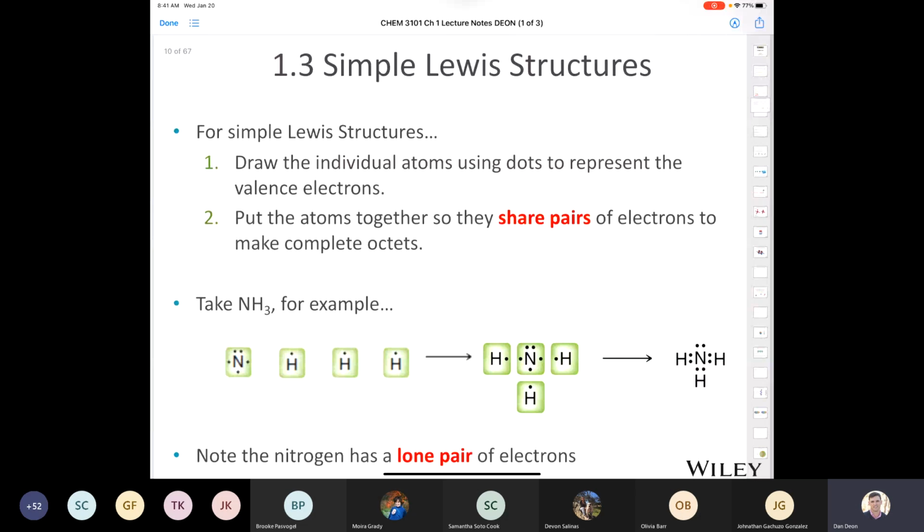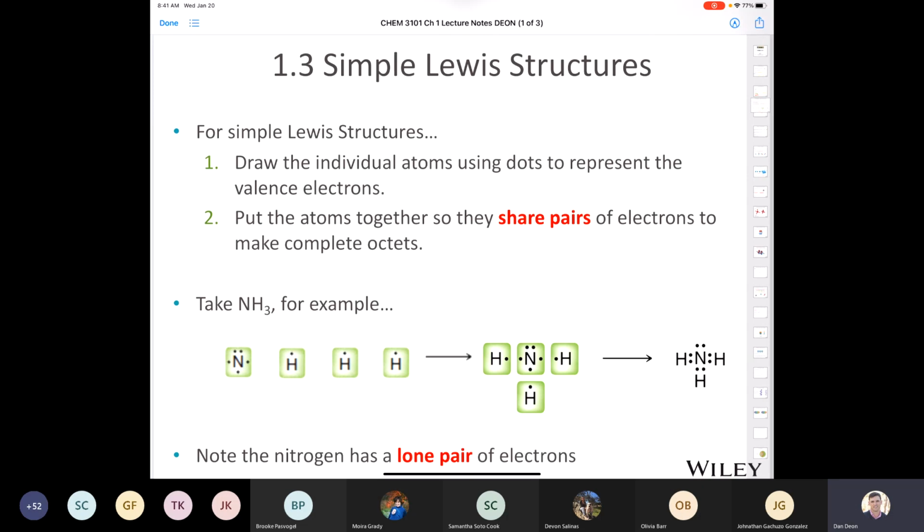Okay, simple Lewis structures. I know that some of you took General Chemistry 1 with me two semesters ago, so I know that many of you have spent a lot of time drawing Lewis structures. It's a big part of general chemistry, along with molecular geometry, polarity, things of that ilk. For drawing simple Lewis structures, you start by drawing each atom's Lewis dot structure, then put them together so that they share pairs, and then make complete octets.